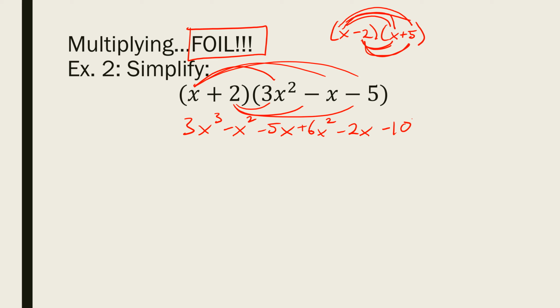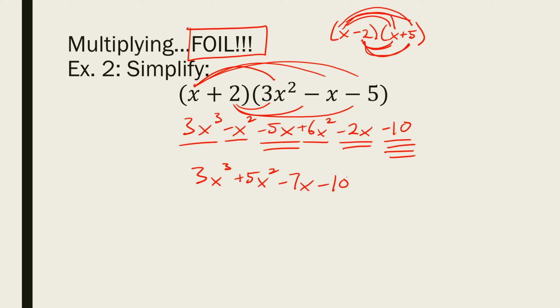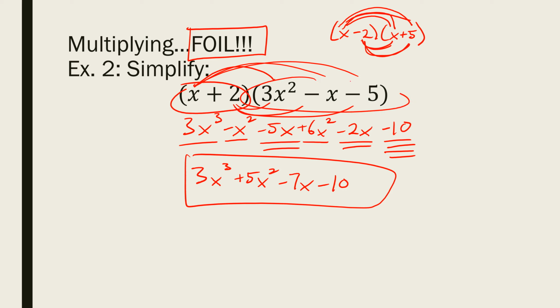Okay, now we have to combine like terms. Lonely. This guy and this guy combine to 5x squared. This guy and this guy combine to -7x, and lonely. And here's my final answer, and that is a polynomial that resulted from multiplying this polynomial with this polynomial. All I had to do was FOIL.